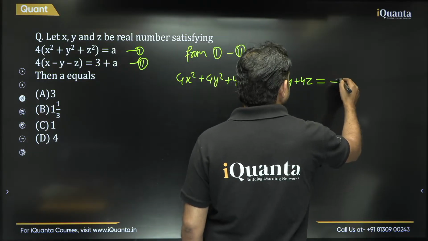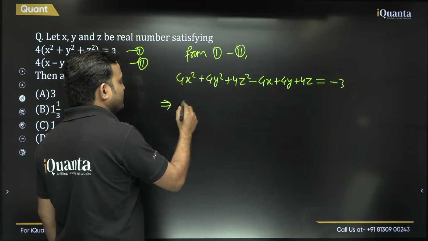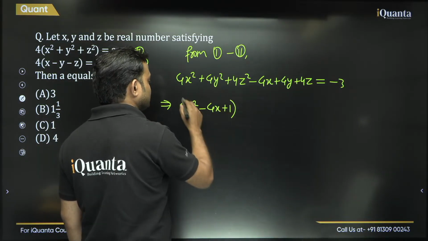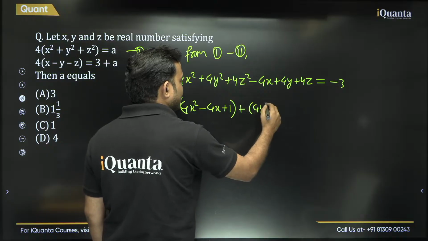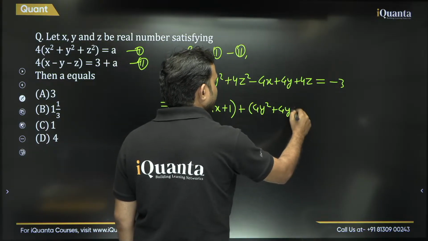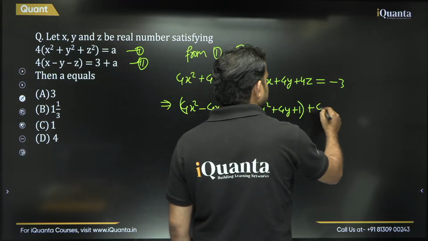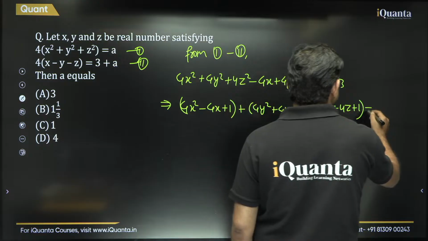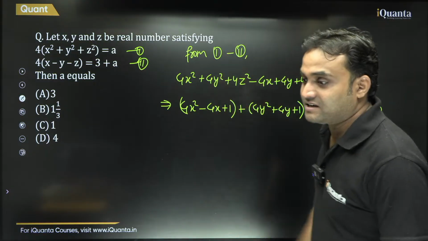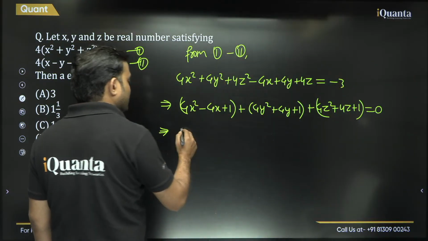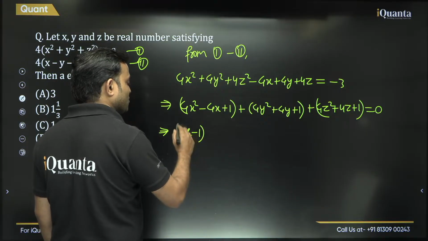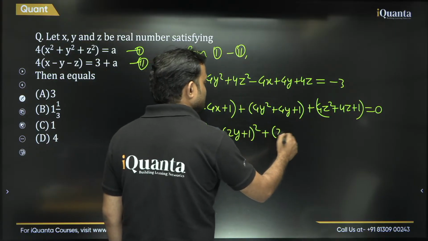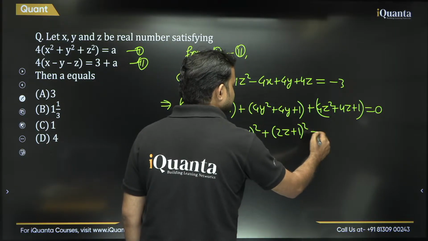minus 4x plus 4y plus 4z is equal to minus 3. Or can we write it as 4x square minus 4x plus 1, then we can write 4y square plus 4y plus 1, then we can write it as 4z square plus 4z plus 1 is equal to 0, because this 3 I have taken on the left hand side. From there we can write 2x minus 1 whole square plus 2y plus 1 whole square plus 2z plus 1 whole square is equal to 0.